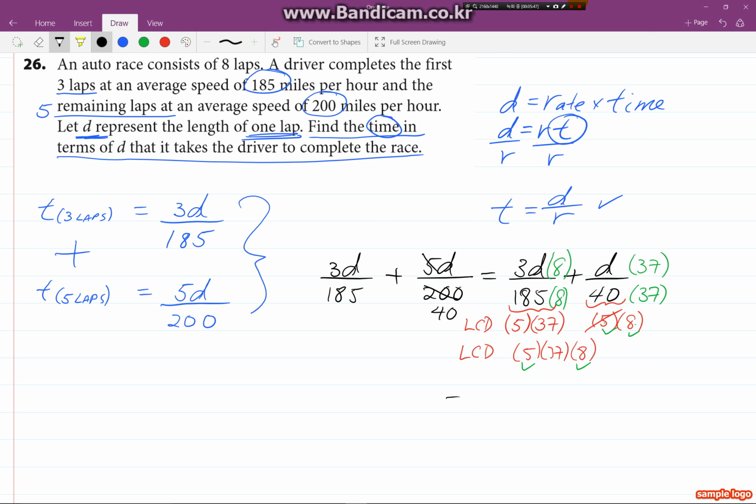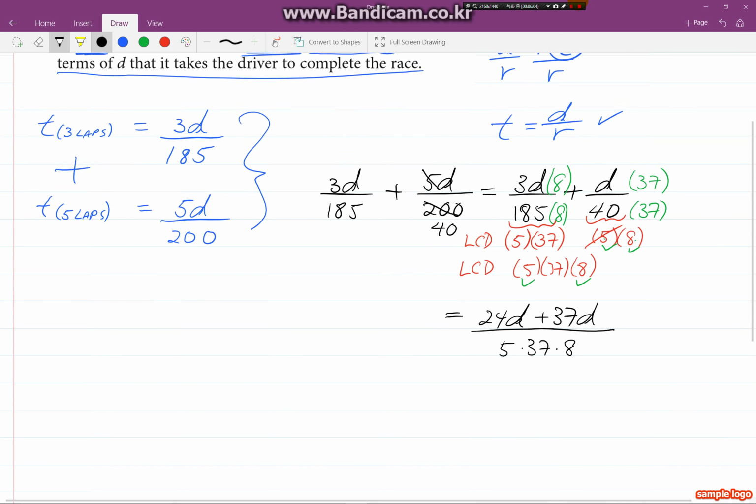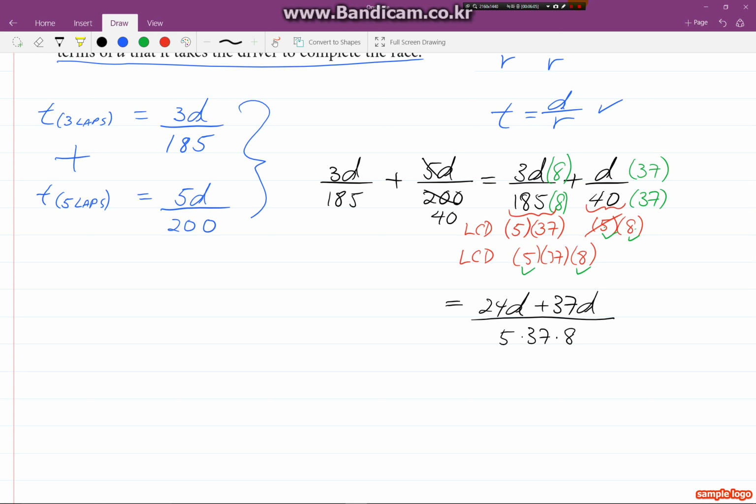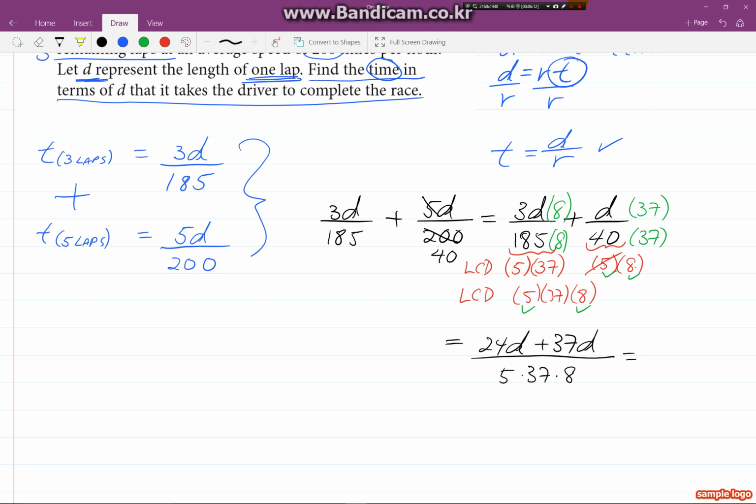All right, now let's go ahead and do the math. 24D plus 37D over the LCD of 5 times 37 times 8. Okay, you do your math, and the answer is, what is that, 71? No, 61. Yeah, 61D over 5 times 37 times 8.